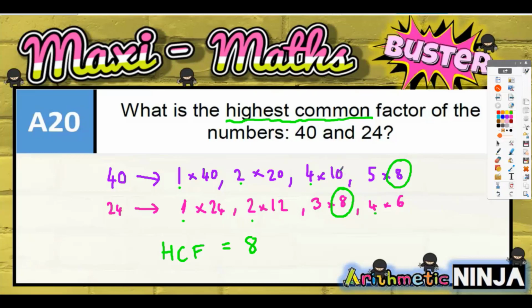Well, 10 is a factor of 40, but it's not a factor of 24. 20 is a factor of 40, but not a factor of 24. 12 is a factor of 24, but not of 40. So the highest number that's in both lists does appear to be 8. So the highest common factor is 8.